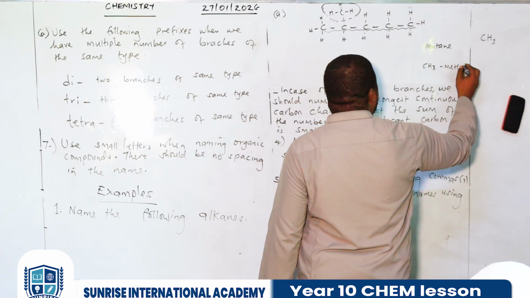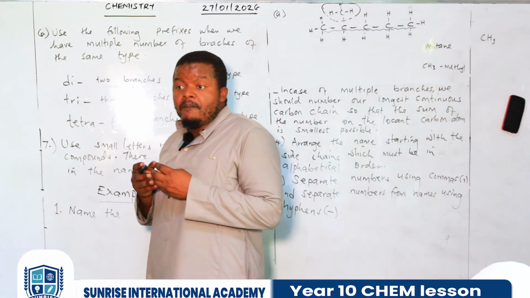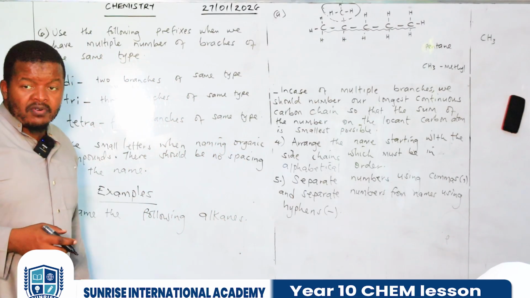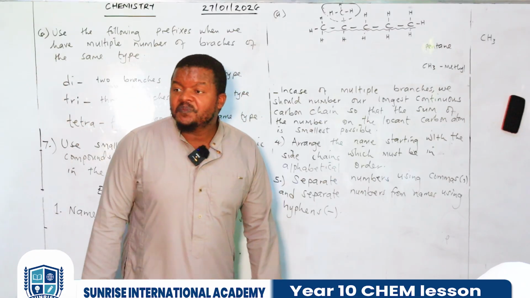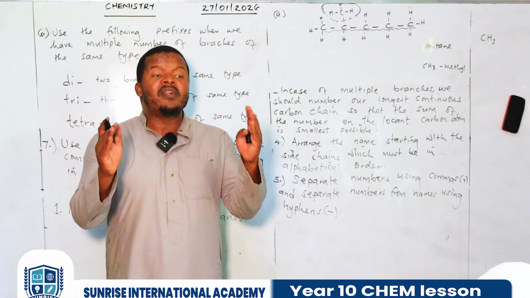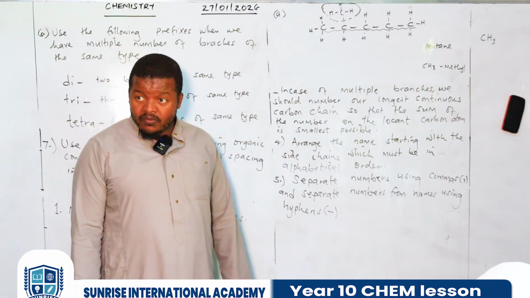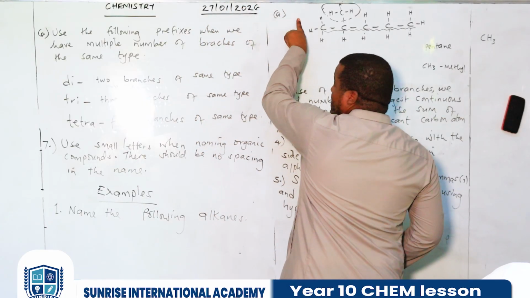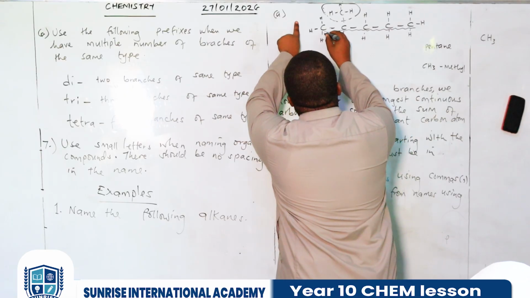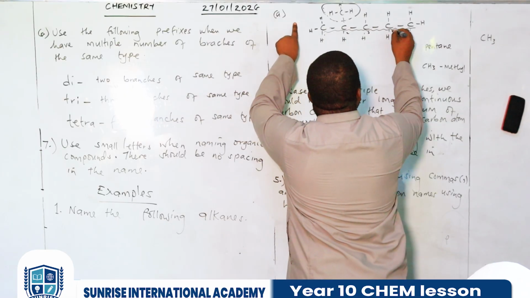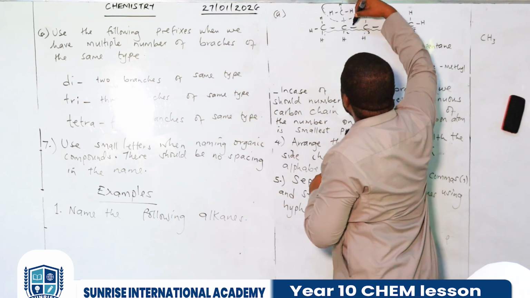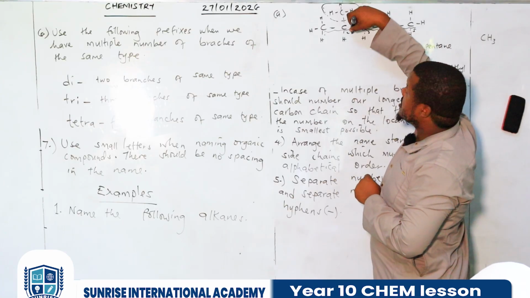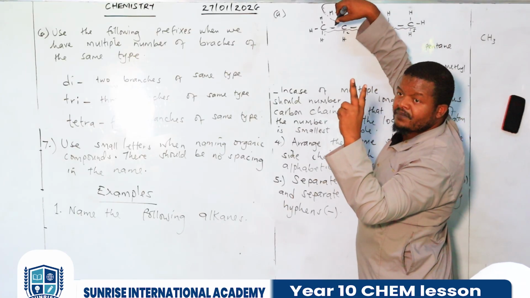We have a methyl. So we have identified our branch, and we have identified the name of that branch. Number 2, we need to number our longest continuous carbon chain now. Let's check. There are 2 sides. Assuming we number from the left-hand side, we are going to have 1, 2, 3, 4, 5. So it means the locant carbon, the carbon atom with the branch, is labeled number 2.